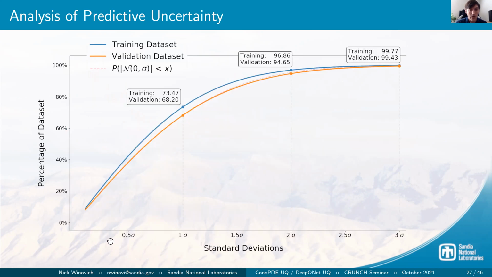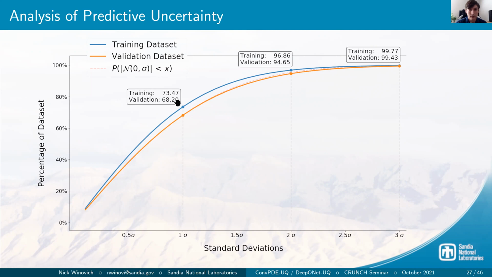And if we look at that with X varying from 0 to 3 standard deviations, what we see is that both for the training and the validation data set, we get these very nice, very similar curves to what we would expect from a normal distribution being less than X. This is a little complicated, but basically this dashed red line, which you can barely see because it's being overshadowed by the validation data set, is what we would expect if we had a perfect prediction of our standard deviations relative to how much of the data set is within one standard deviation.